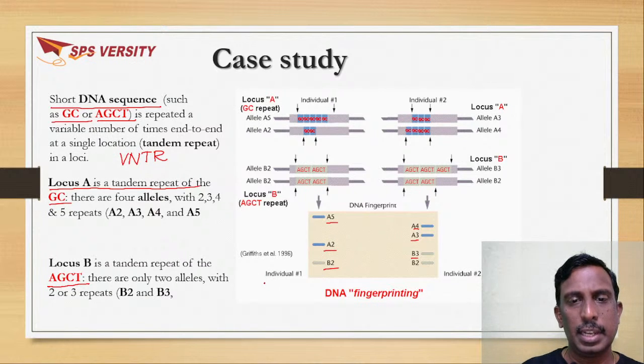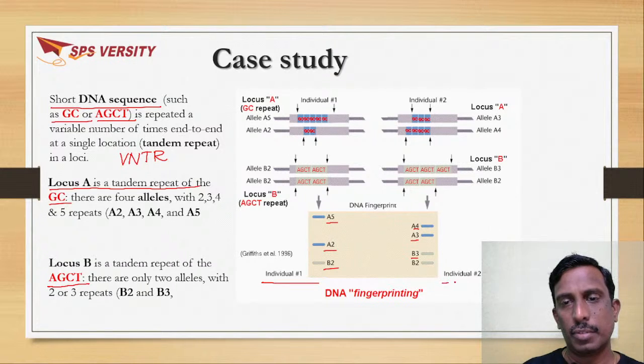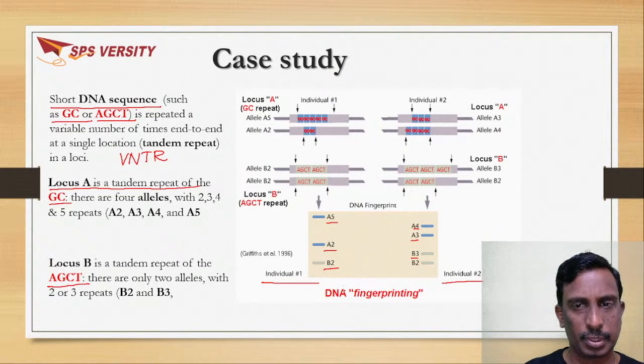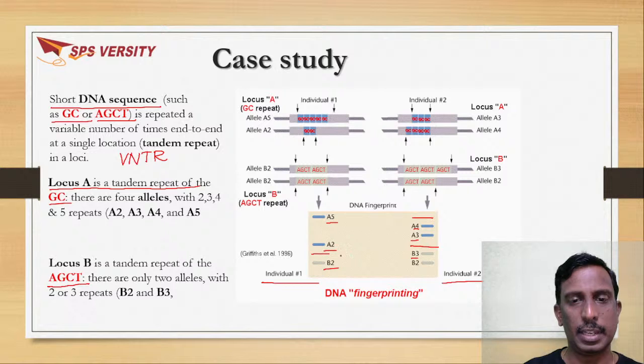So this is the DNA fingerprint of individual 1 and this is individual 2. When you compare individual 1 and individual 2, here there is no A5, here there is no A2, no B3 here, only B2 here. This is how the DNA fingerprint of one individual is compared with another individual.